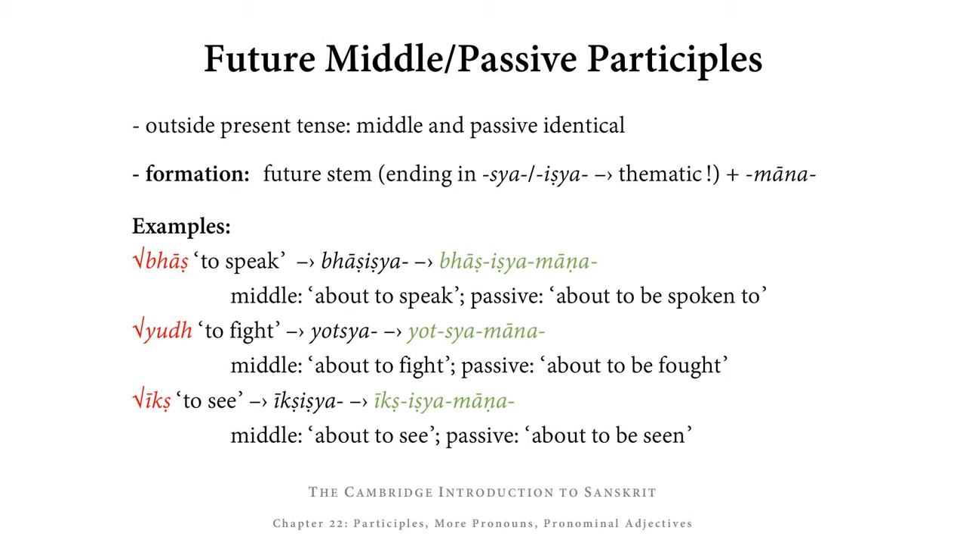And finally, of iksh, to see, we have the future stem ikshishya and the future middle or passive participle ikshishyamana. If it's middle, it means about to see. If it's passive, it means about to be seen. And like all the other suffixes that are formed with ana or mana, these participles are short a or long a stems.